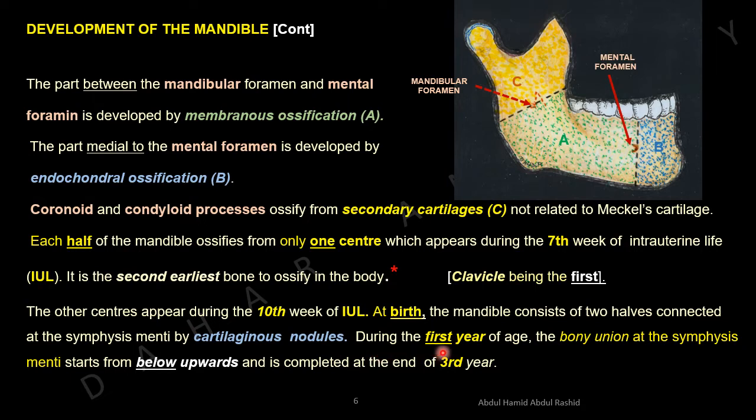During the first year of age, the bony union at the symphysis menti starts from below upwards and is completed at the end of the 3rd year.